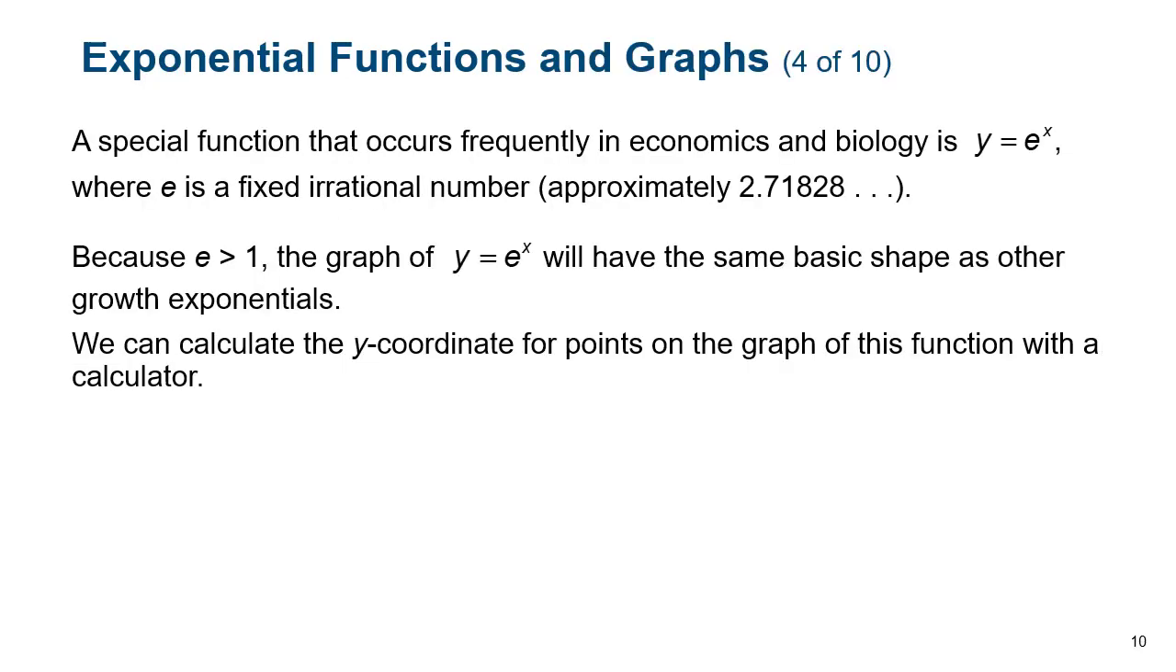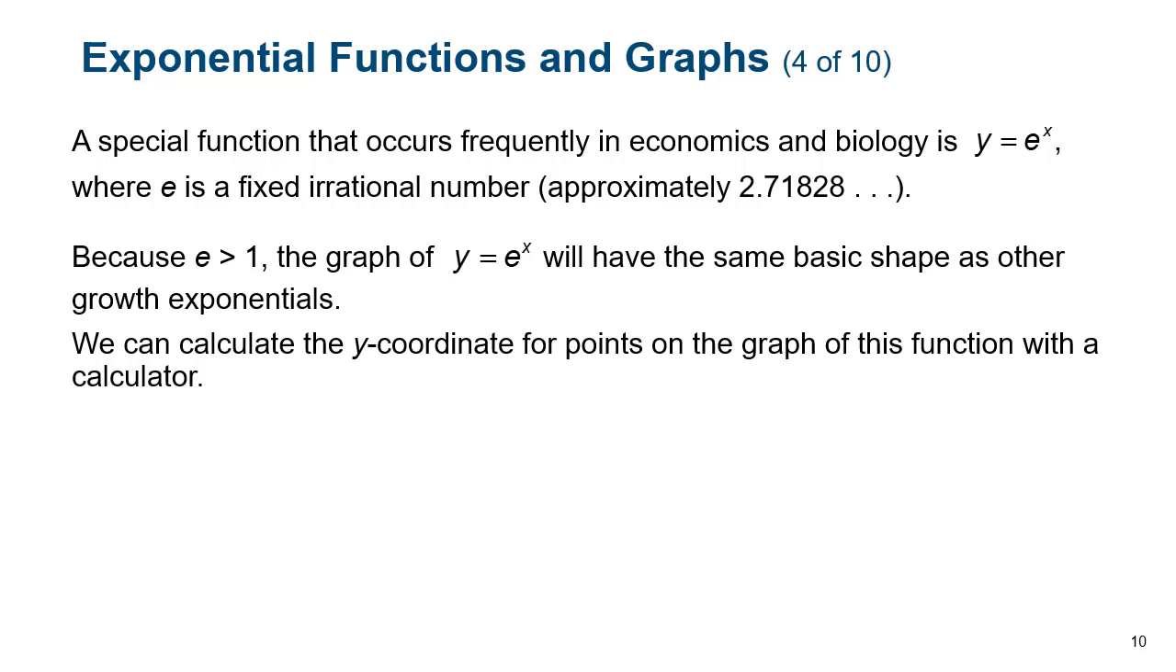A special function that occurs frequently in economics and biology is y equals e to the x, or f of x equals e to the x, where e is a fixed irrational number. It's like pi. You know, pi is 3.14159, and it goes on and on forever and never repeats. That's an irrational number. e is an irrational number as well. It's 2.71828, and it goes on and on forever, and the pattern never repeats.